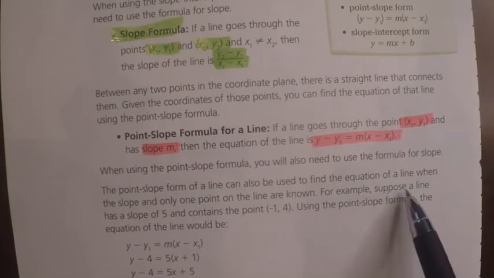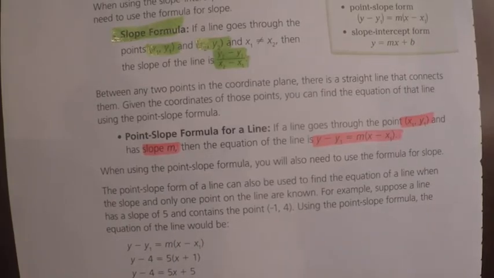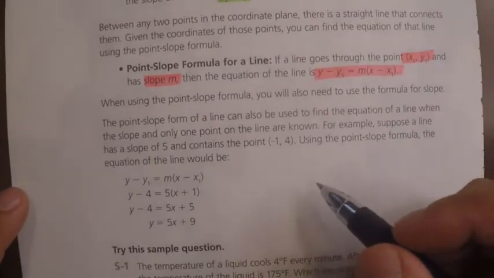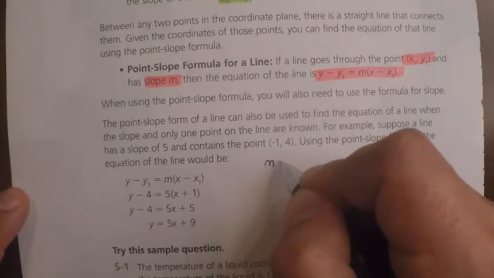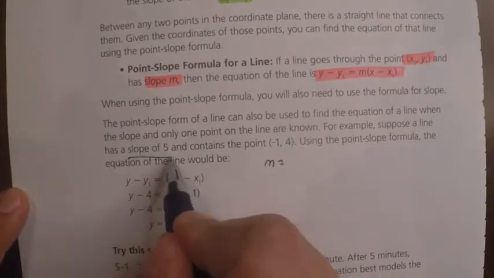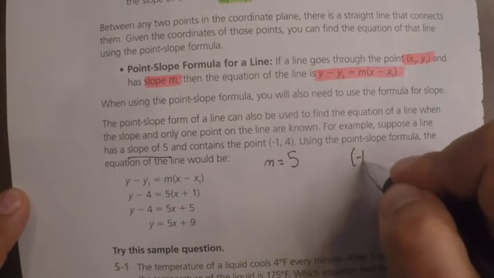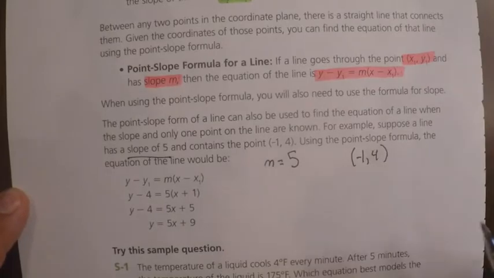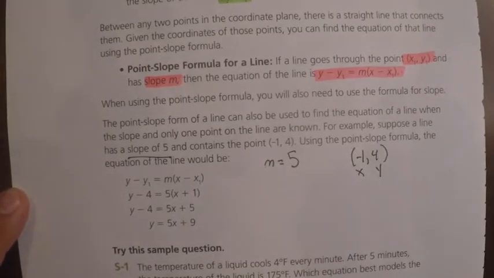For example, suppose a line has a slope of 5 and contains the point -1, 4. Using the point-slope formula, the equation of the line would be, so I'm just going to rewrite this over here so you can see and make sense of it for each step. The first thing we have to do is identify the slope. Here it says the slope is 5, so m equals 5. Then we have our point -1, 4. Our -1 is the x-coordinate, 4 is the y-coordinate.